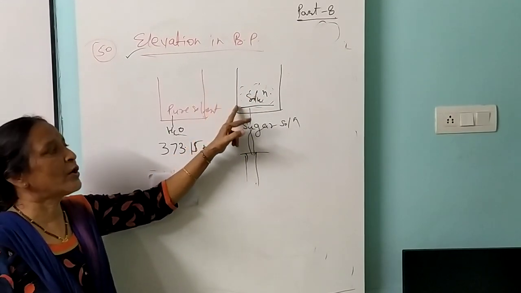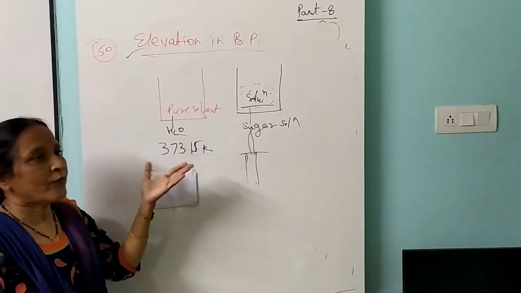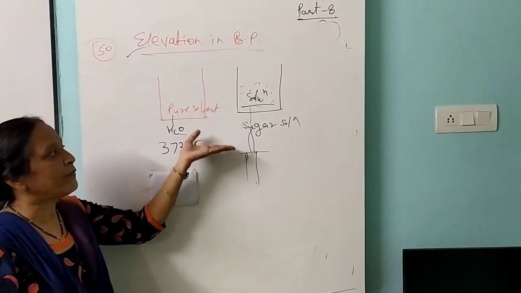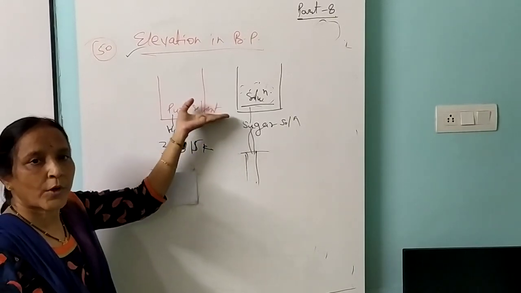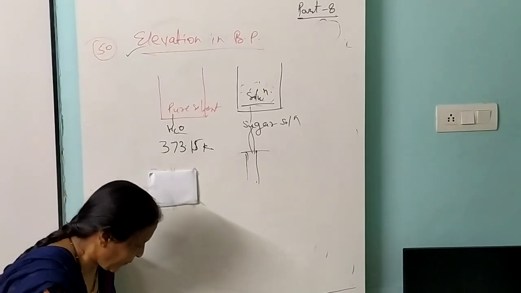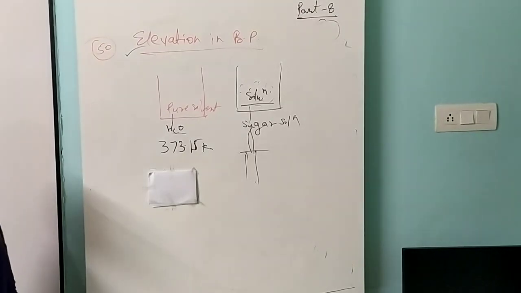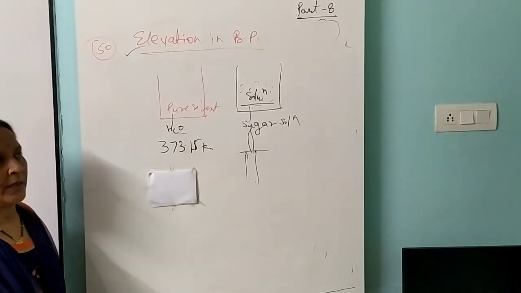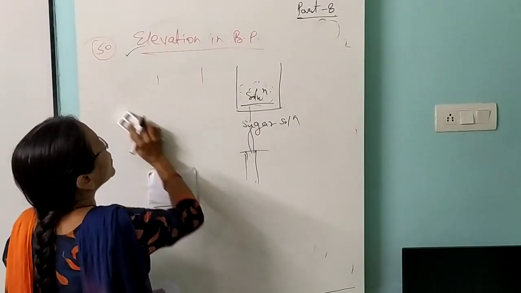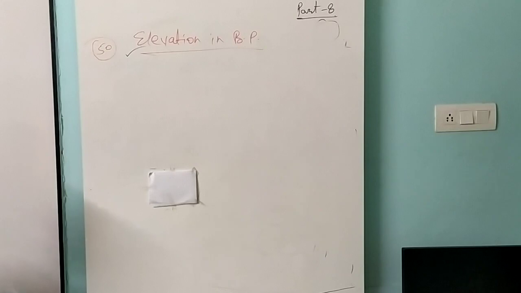It means elevation of boiling point, an increase in boiling point takes place. So when a solute is present in a solution, the vapor pressure decreases and the boiling point increases. This is the meaning of elevation in boiling point. It means the temperature increases. Now we will derive the formula for this elevation in boiling point.